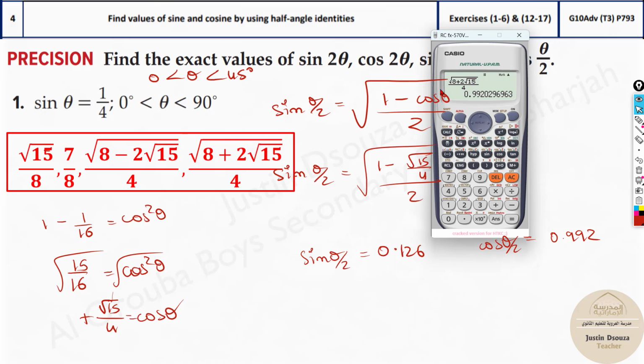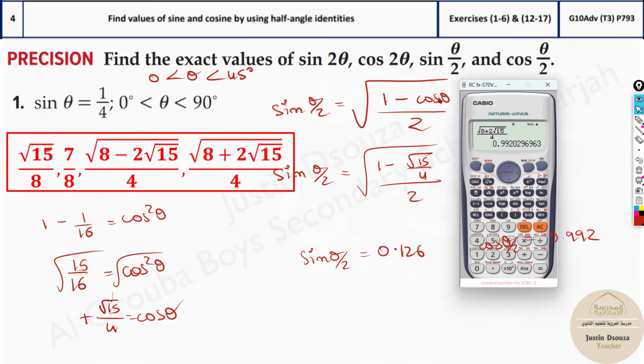Now, sometimes the calculator method works even for this, but it's not for all problems. So that's why I'm showing you this method. Please remember this formula, only two formulas, and solve it up. Now, what about the first two?